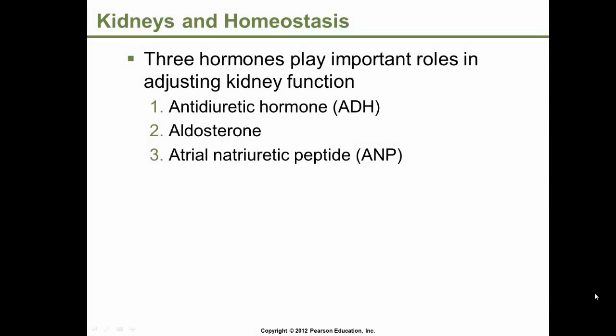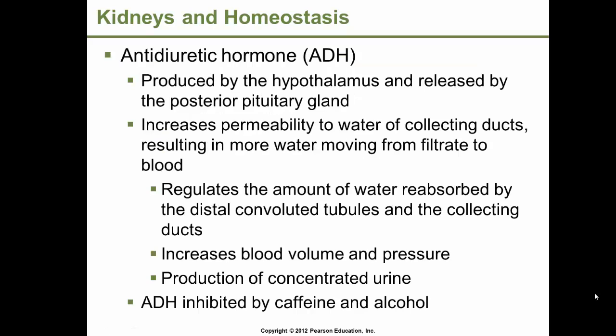Three hormones play important roles in adjusting kidney function: antidiuretic hormone, aldosterone, and atrial natriuretic peptide. ADH, or antidiuretic hormone, is produced by the hypothalamus and released by the posterior pituitary gland.